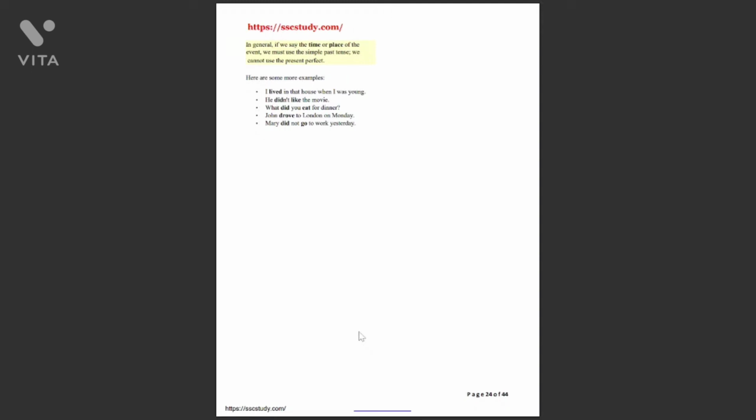I lived in that house when I was young. He did not like the movie. What did you eat for dinner? John drove to London on Monday. Mary did not go to work yesterday. So this is all the simple past tense.